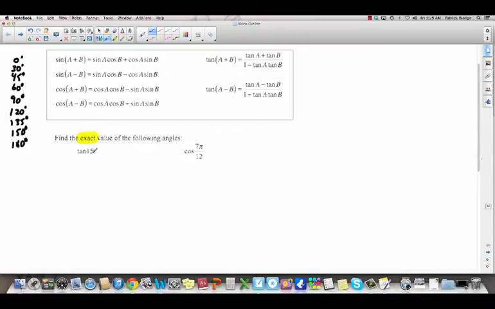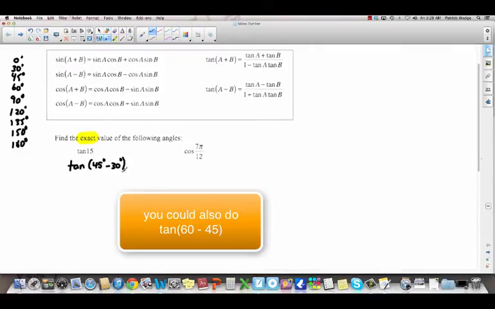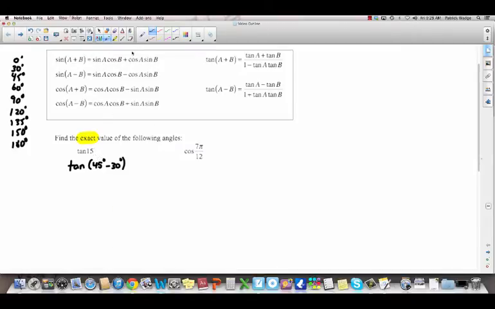Okay, if we want to get tan 15, do you see that tan 15 is exactly the same as tan of 45 degrees take away 30 degrees? 15 is the same as 45 take away 30. So now we can use one of our identities. Which identity can we use? Well, this is a tan A minus B. We're subtracting 2 angles. Oh, it's this one right here.